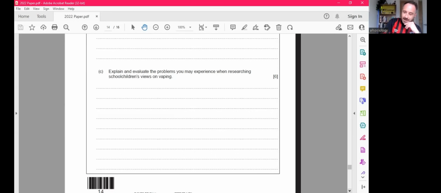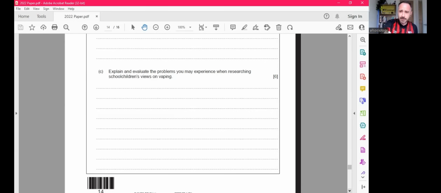The other problems you want to be thinking about are how do you actually get funded to do this? So how much is it going to cost? Who's going to pay for this research? Maybe you might be able to get around those funding issues if this was funded by someone who's got an interest in this research, maybe a health charity, the NHS, or even schools who are looking to reduce vaping in schools.